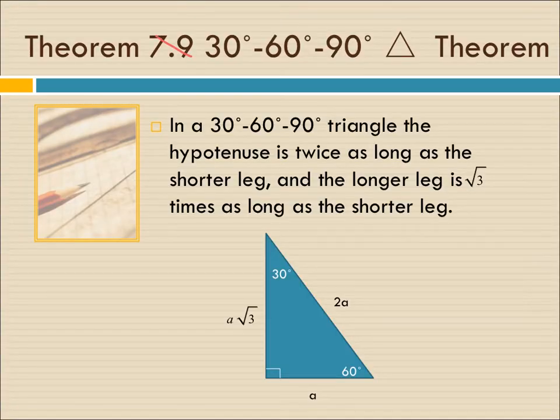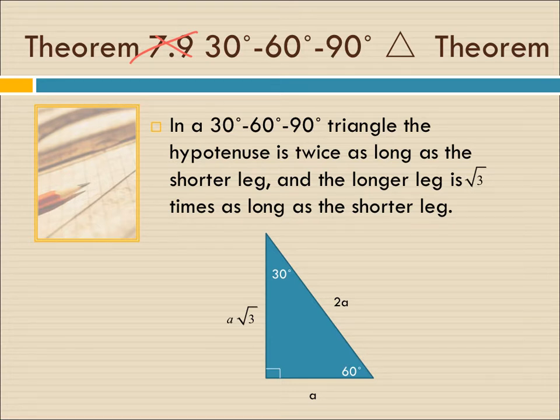And again, this number isn't important to us, but it does have a name, and this is the 30, 60, 90 triangle theorem. So here, the relationship of the legs: in a 30, 60, 90 triangle, the hypotenuse is twice as long as the shorter leg, and the longer leg is root 3 times as long as the shorter leg. So again, like I said at the beginning, this one has 3 different angles, so this is how I can associate that this one gets the root 3.